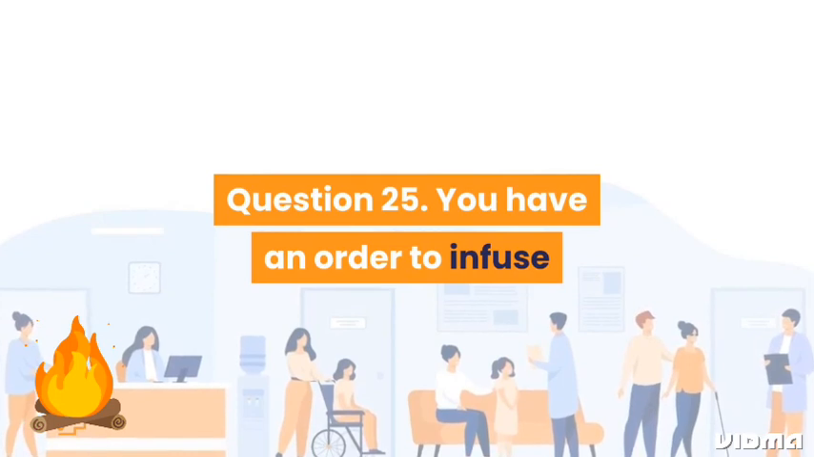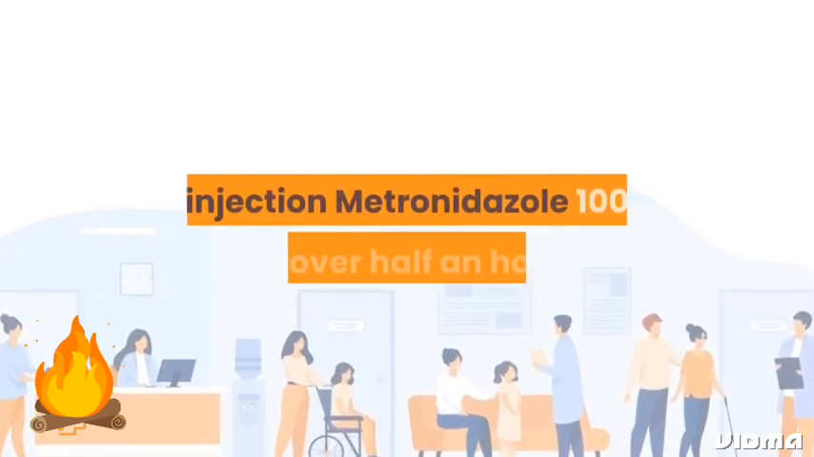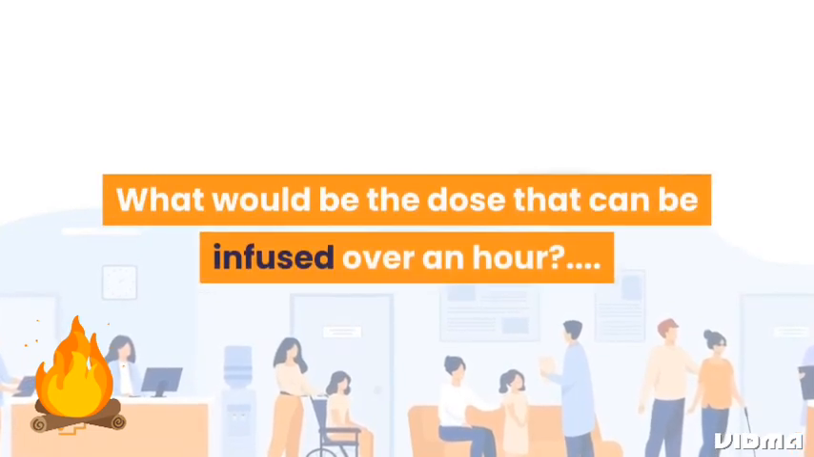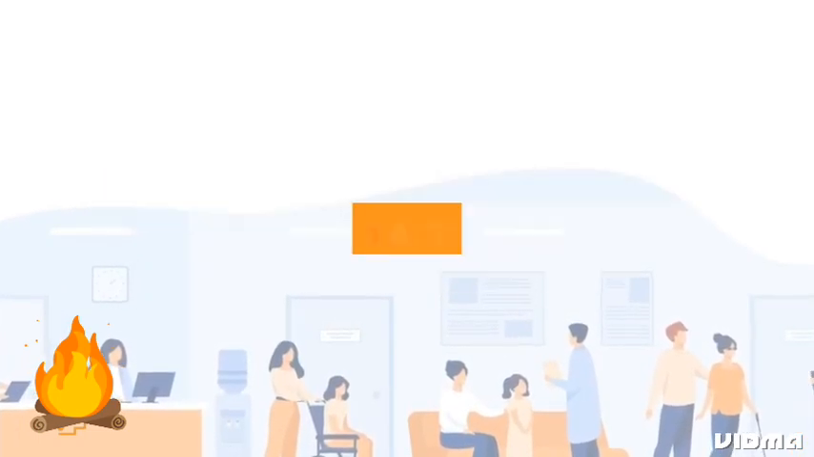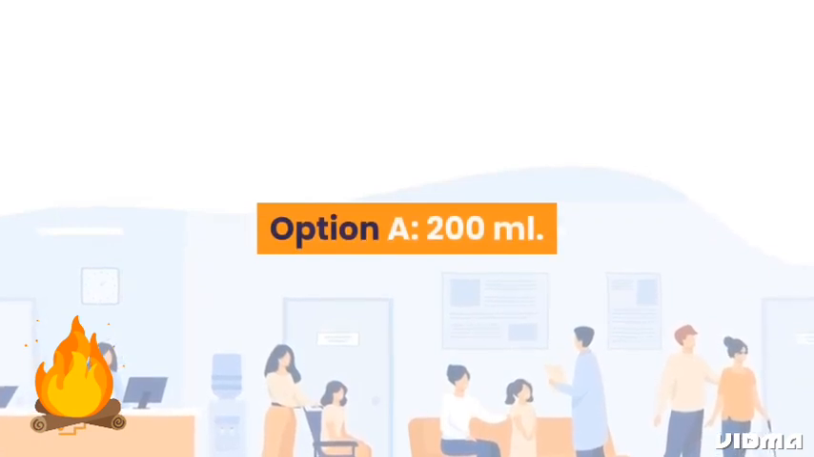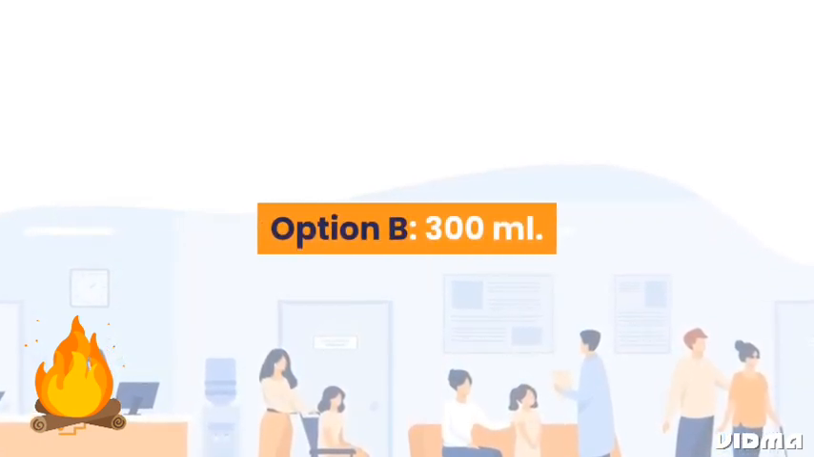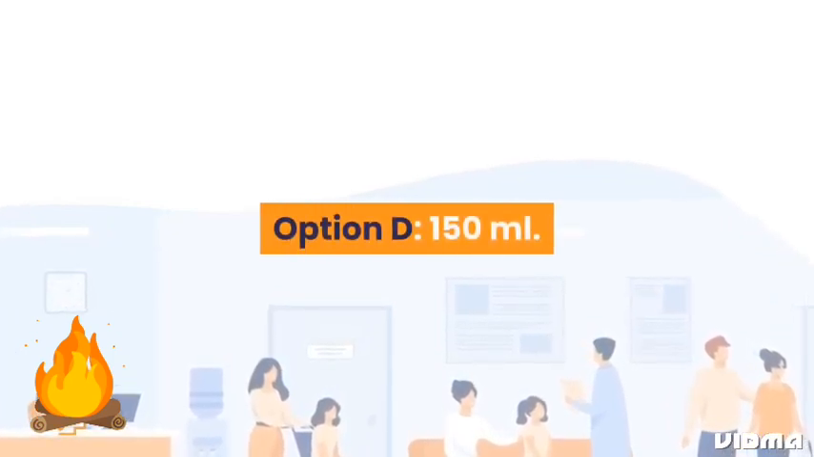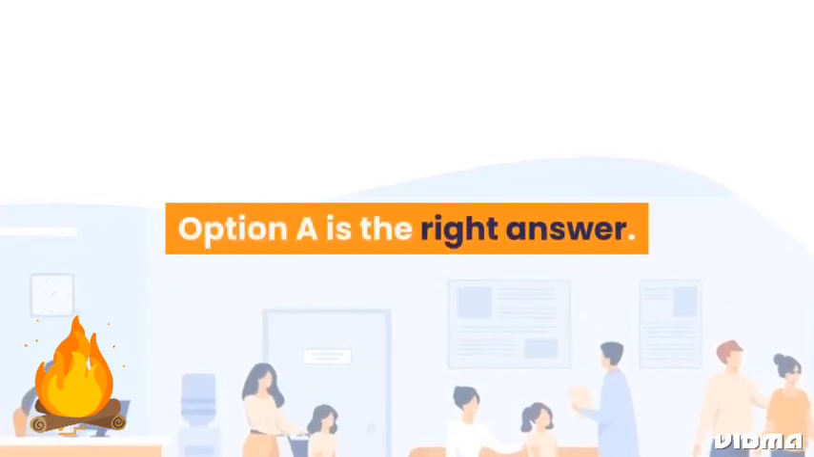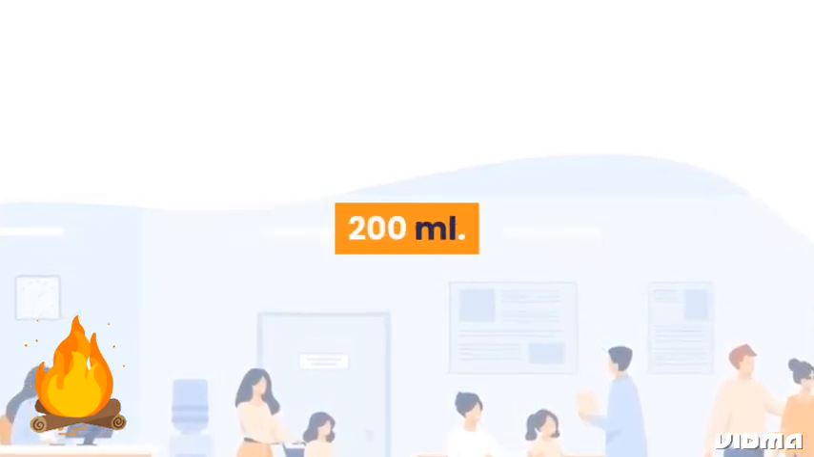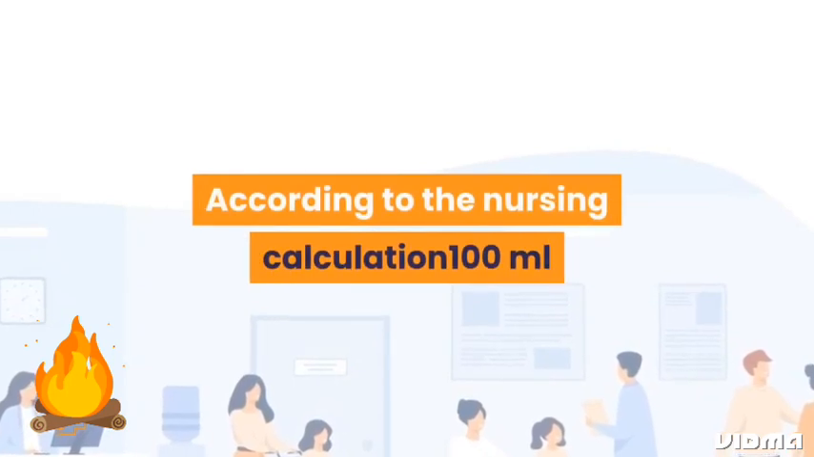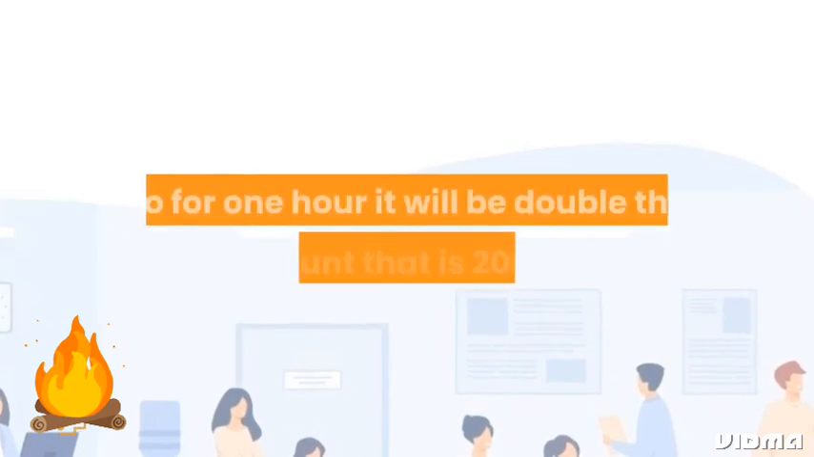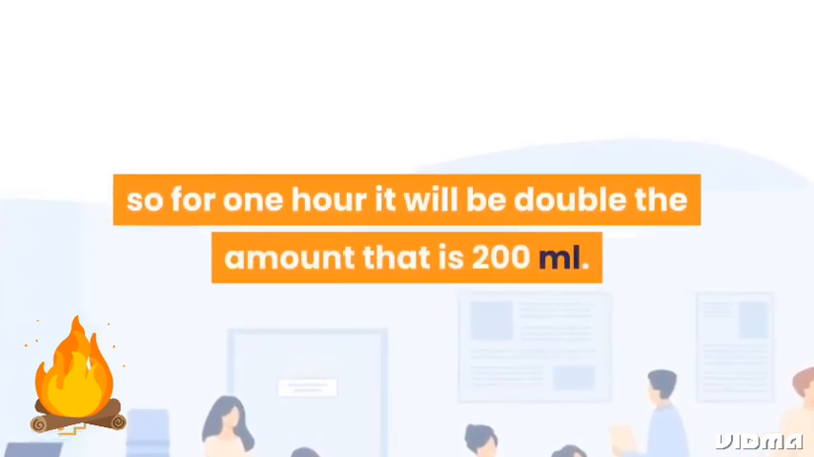Question 25. You have an order to infuse injection metronidazole 100 milliliters over half an hour. What would be the dose that can be infused over an hour? Option A, 200 ml. Option B, 300 ml. Option C, 50 ml. Option D, 150 ml. Option A is the right answer. 200 ml. According to the nursing calculation, 100 ml of injection metronidazole for half an hour, so for 1 hour, it will be double the amount, that is 200 ml.